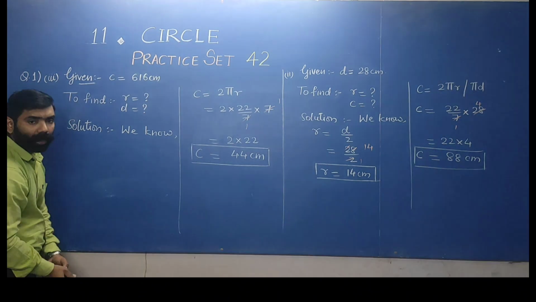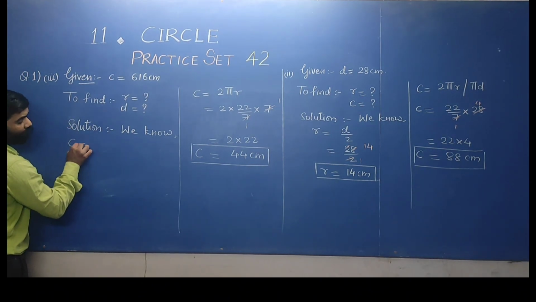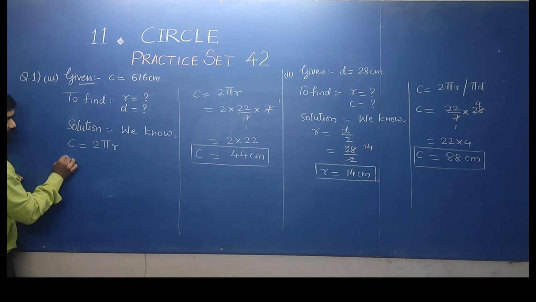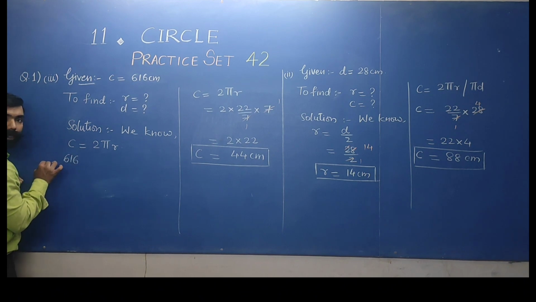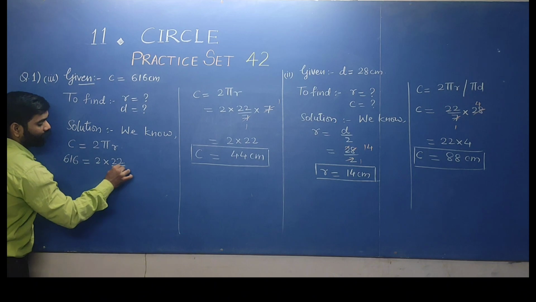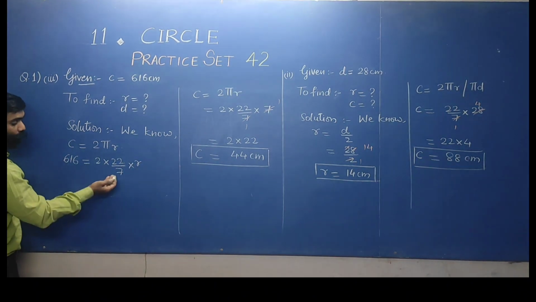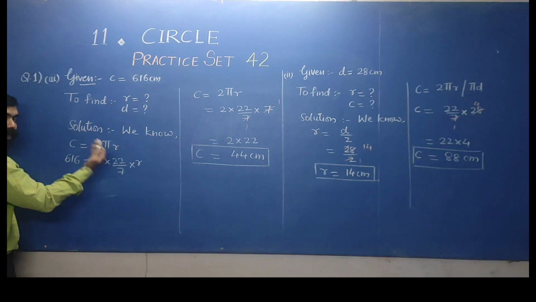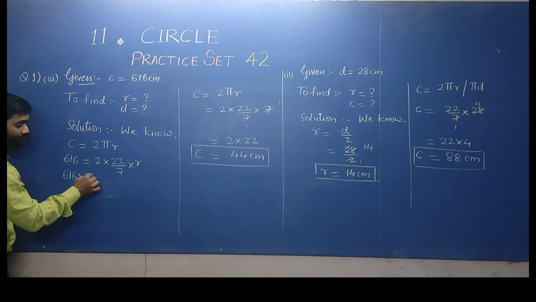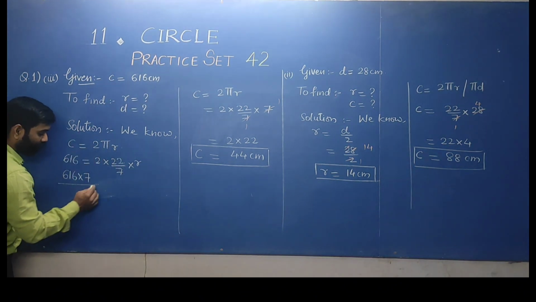How to get these sums? As we know the formula for circumference, circumference is nothing but 2 pi r. Circumference is given as 616 and the value for pi is 22 upon 7. Radius we don't know, so we are keeping radius as it is. We are taking all the terms from right hand side to left hand side. It will become 616 multiplied by 7. Divide term comes in multiply and multiply terms goes in divide.